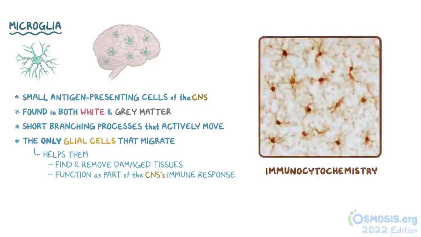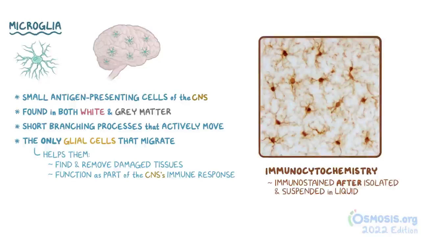Immunocytochemistry is a form of immunostaining where the cells are immunostained after they've been isolated and suspended in liquid, which is why the microglia in this image are the only cells present, and they're also spaced out relatively evenly.